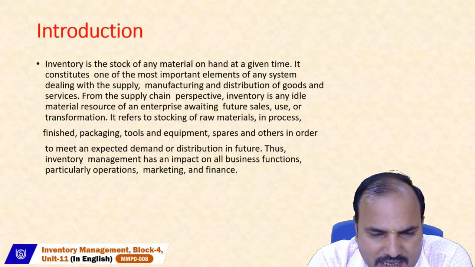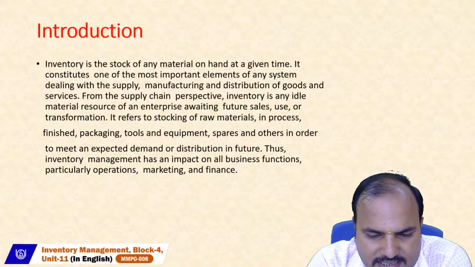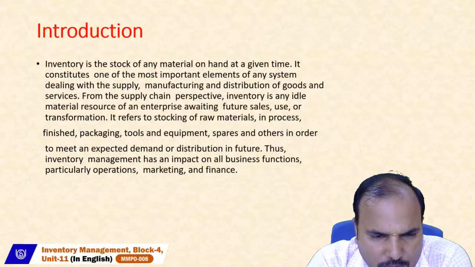Another method is ABC analysis. ABC analysis means categorizing the inventory from the point of view of importance. A means most valuable, C least valuable, B moderate value. So in this way we have to analyze the inventory or goods.